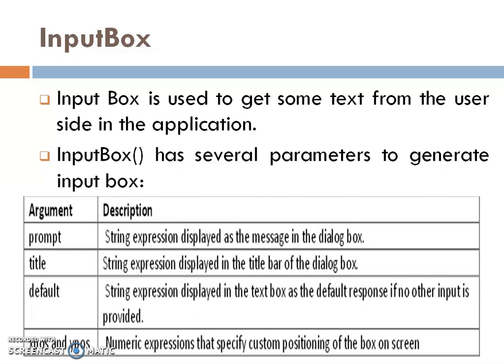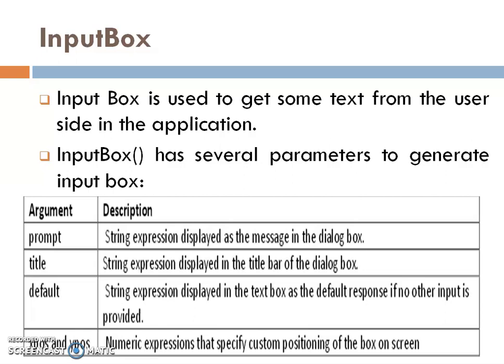Input box is used to get some text from the user side in the application. Input box has several parameters to generate input box as follows. Now we write first prompt. Prompt means it is the string expression displayed as the message in the dialog box. Now second we write title. It is also a string expression displayed in the title bar of the input box.